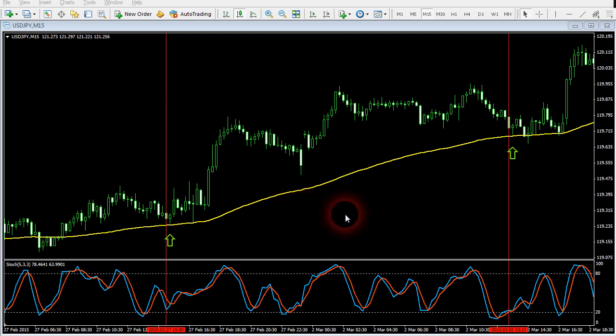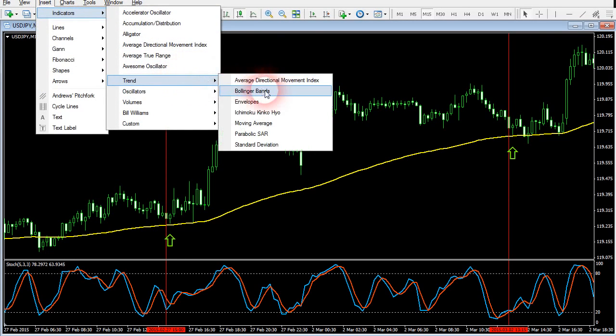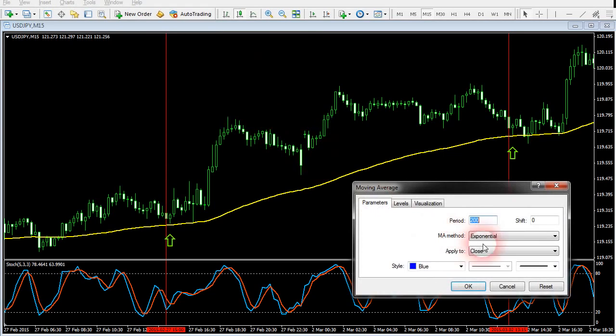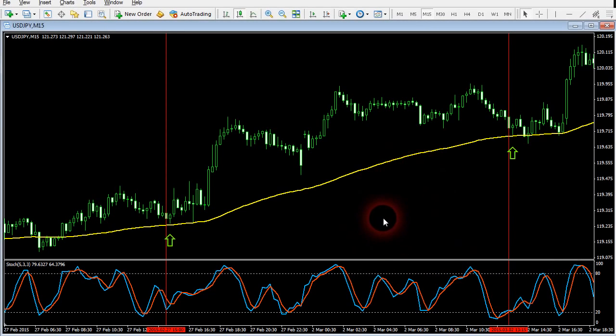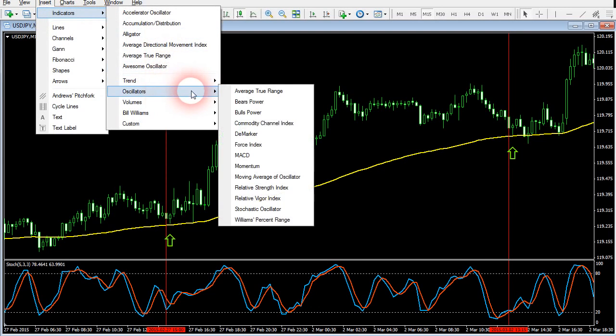So the first one is an SMA 50, moving average 50, and you can find it here. Indicators, trend, moving average, and choose smoothed and type in period 50. Now the second indicator is the stochastic oscillator. You can also find it under the oscillators.